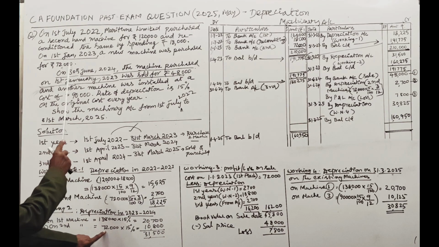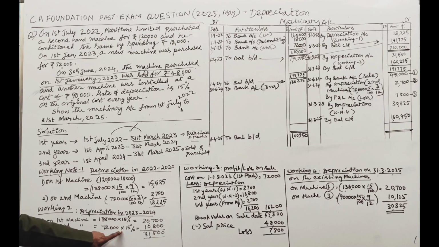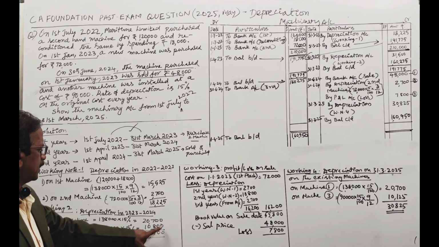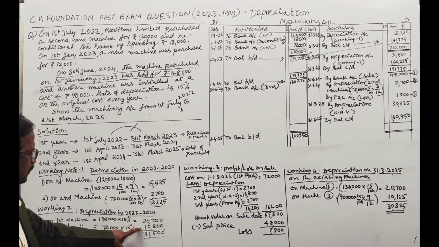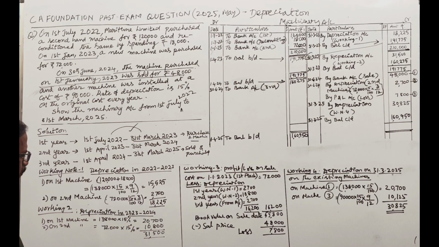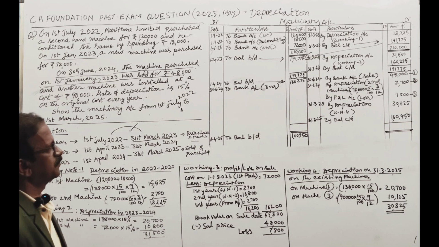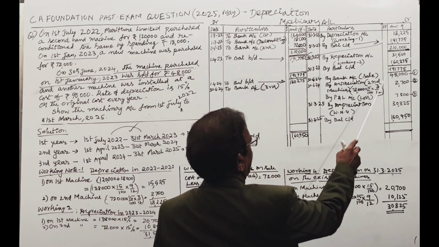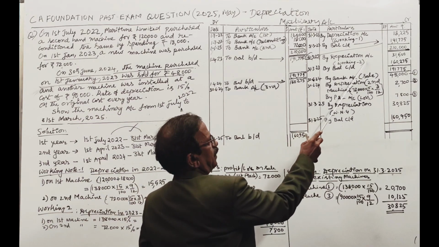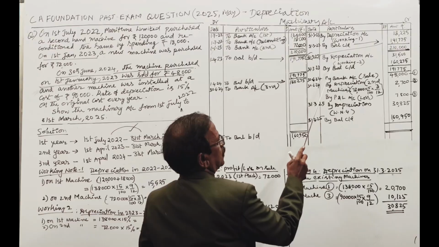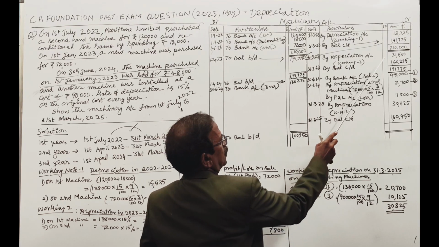72,000 into 15% is 10,800. Now you have to take the total of these two. The total came to be 31,500. This 31,500 you have to write here by depreciation account according to working note 2.